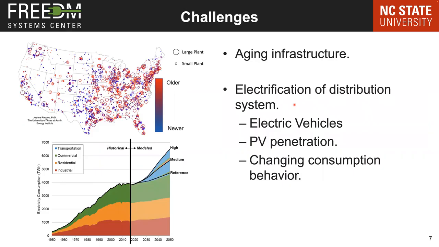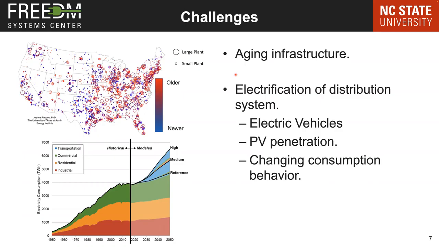On the other spectrum, we have distribution systems, and they have been going through electrification. Electrification, I mean electric vehicle charging, is exponentially increasing. There's PV penetration from rooftop PV and utility scale PV on the distribution feeders. And then there's a changing consumption pattern with the customers, especially after COVID. You can see the transportation-based electric usage is expected to increase exponentially after 2020. So this, along with the aging infrastructure, seems to be a big issue for utilities.